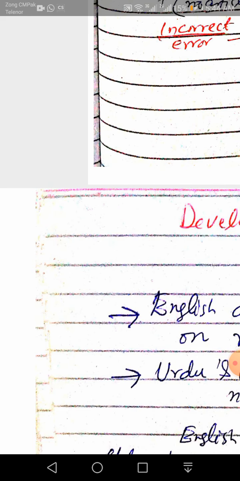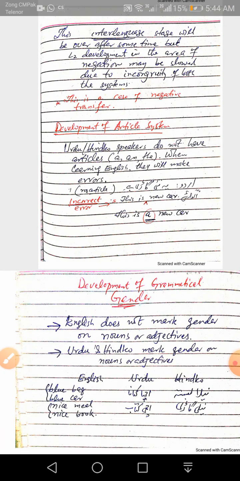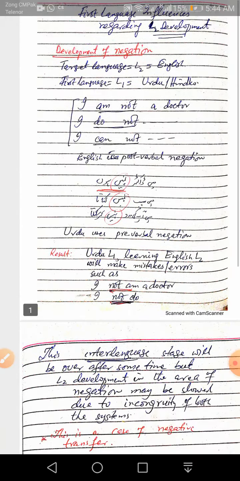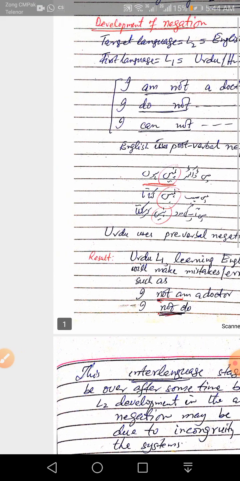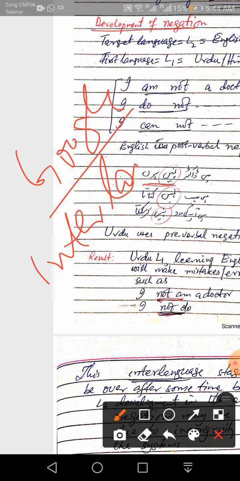So this was the topic, that is error analysis and interlanguage. I hope I have tried to warm you up towards the topic. You need to explore this topic further, and you can go to Google and type in the search bar: interlanguage.